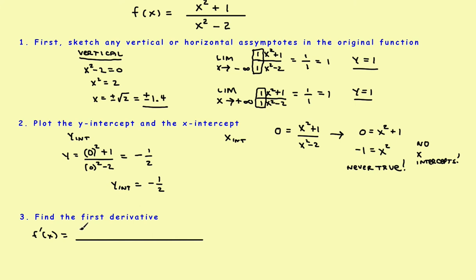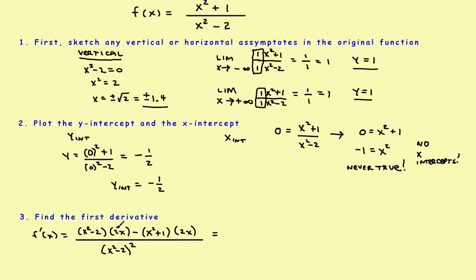It's going to be equal to the denominator. So I'll have x squared minus 2, then times the derivative of the numerator, but that would be 2x. So I've got a 2x. Then minus the numerator, which is x squared plus 1, times the derivative of the denominator, which would be 2x, all divided by the denominator squared, which is (x squared minus 2) squared. Okay, now solve this thing.